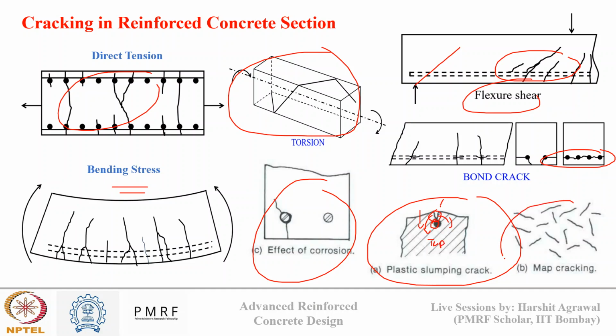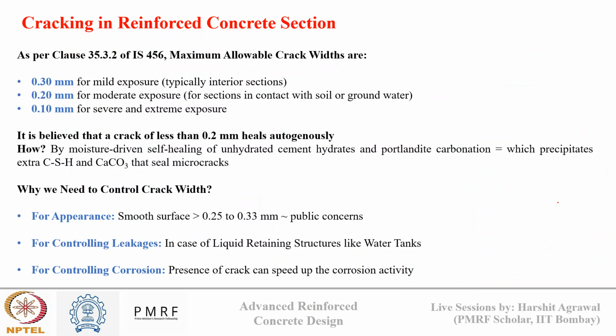There can be map cracking due to shrinkage on the concrete surface. So cracking can occur due to several reasons. Now what IS code says is that it is important to keep the crack width under control for proper functioning of reinforced concrete. As per clause 35.3.2, the maximum allowable crack widths are 0.3 mm for mild exposure, 0.2 mm for moderate exposure, and 0.1 mm for severe exposure.